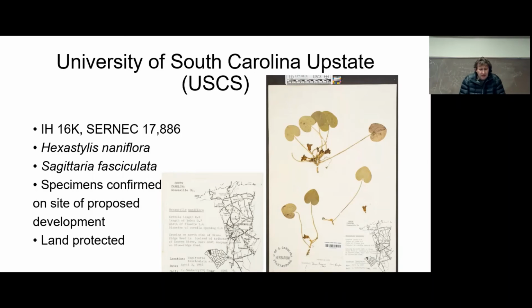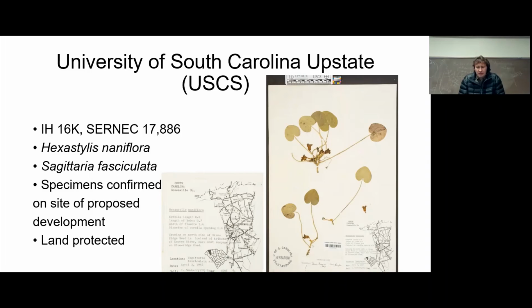case study on some of the smaller herbaria that are within the region, and found things like this specimen of dwarf flowered heartleaf, which is another common name for this would be wild ginger, even though it's not technically a ginger, and bunched arrowhead, Sagittaria fasciculata. And USC Upstate in Spartanburg has these fantastic specimens with a really cool specimen label that shows exactly where they were collected in Greenville County.